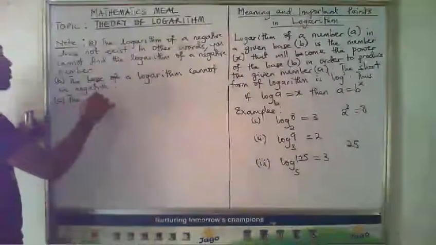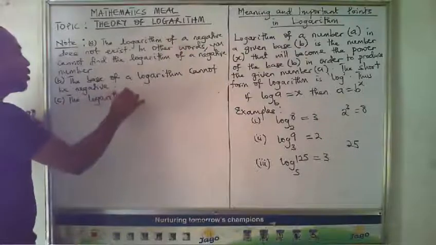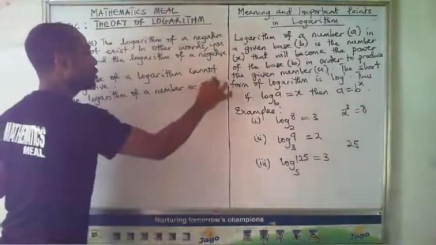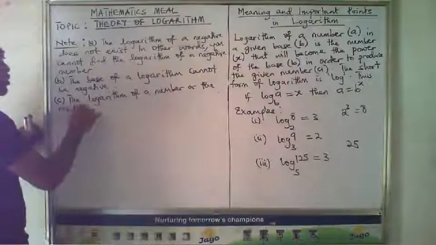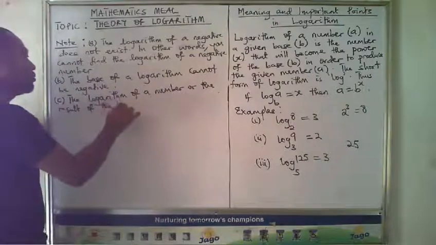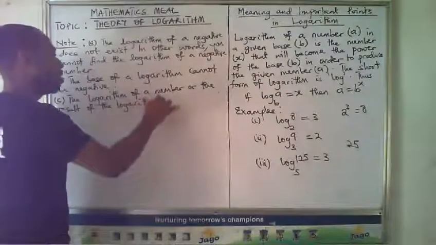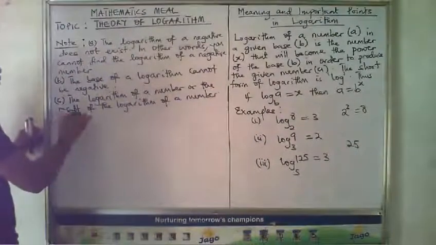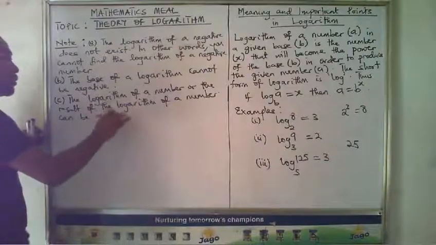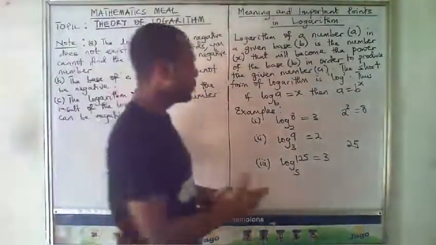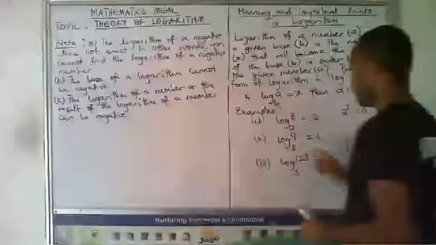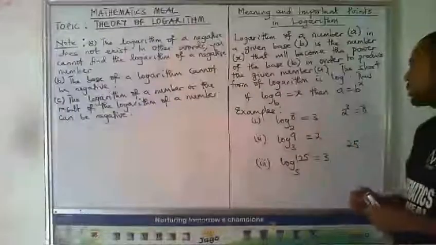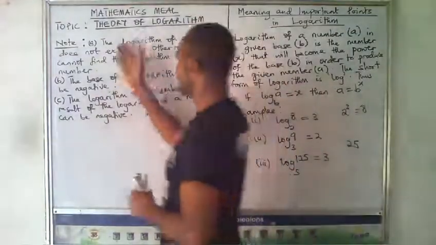Now, C, the logarithm of a number, or the result of the logarithm of a number, can be negative. So if you look at the examples we have solved so far, you see that this is a positive number, this is also positive, this is also positive. When we found log 8 in base 2, we have 3 positive numbers. Now let's digest these 3.